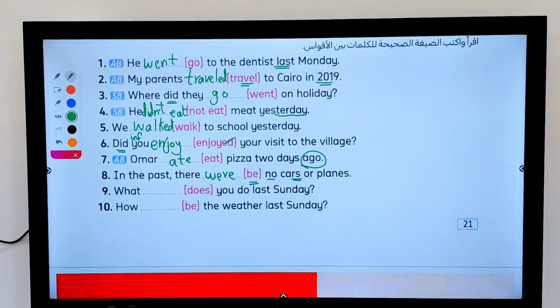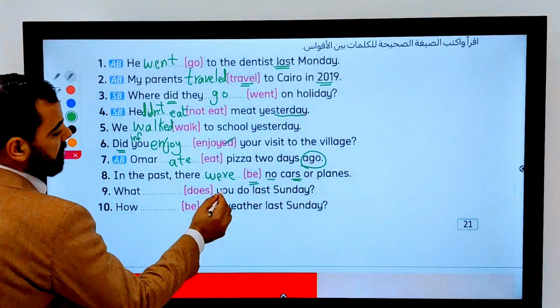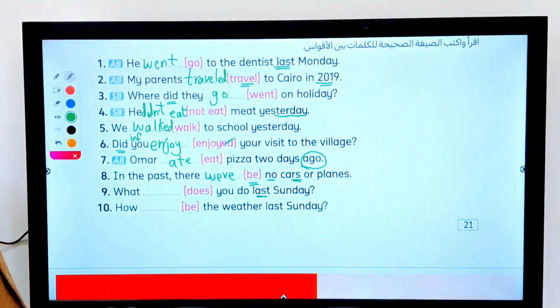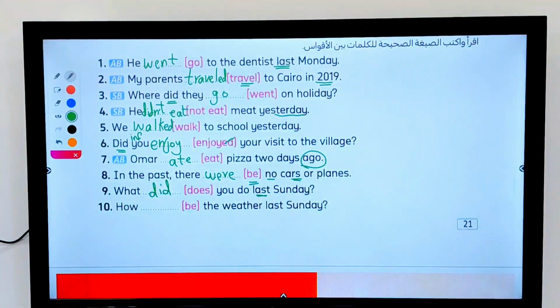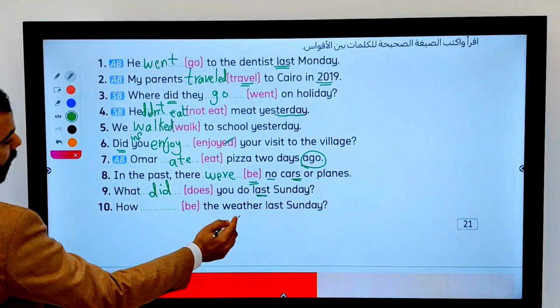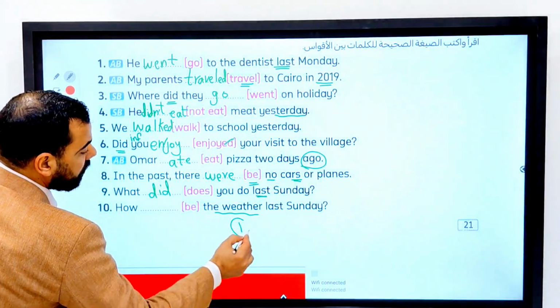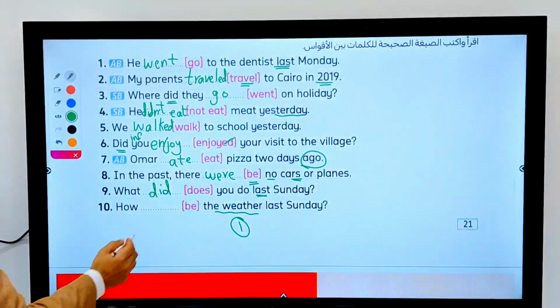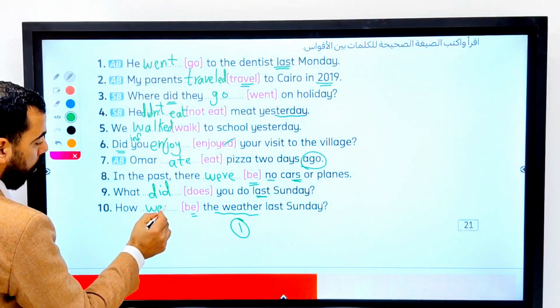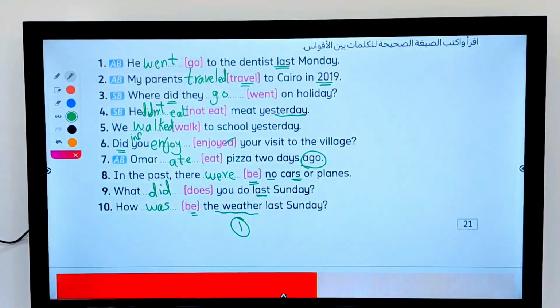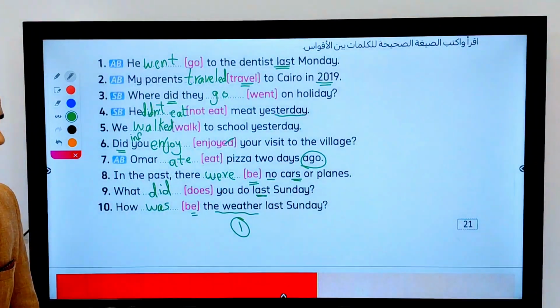What did you do last Sunday? It's in the past, so did. How was the weather last Sunday? I'm talking about the weather, which is a singular uncountable noun, and the verb to be in the past with a singular noun is was. So, how was the weather last Sunday?